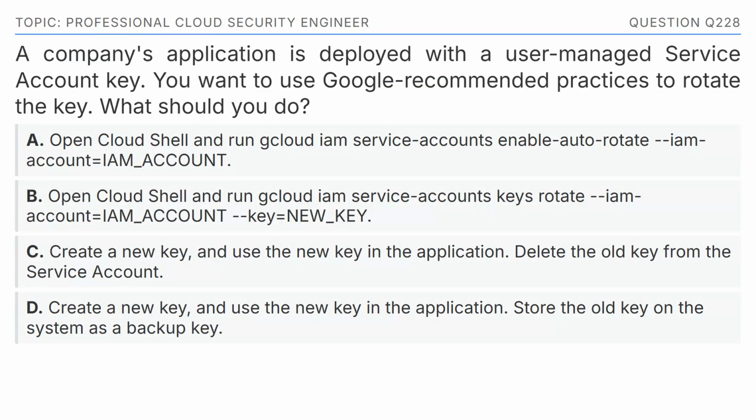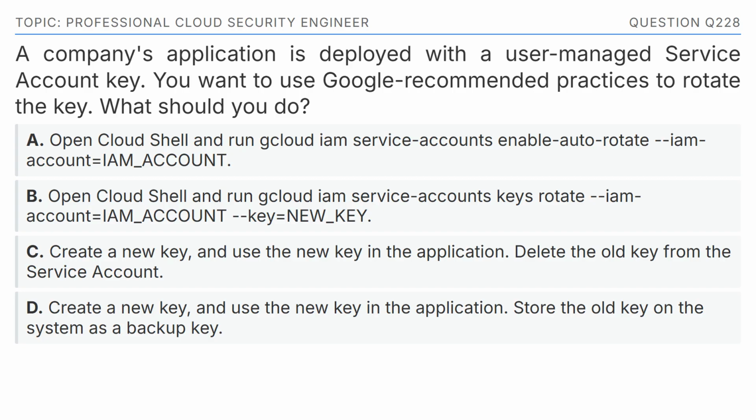A company's application is deployed with a user-managed service account key. You want to use Google recommended practices to rotate the key. What should you do? The options are: Option A, open Cloud Shell and run Cloud IAM service accounts. Enable auto-rotate IAM account equals IAM_account.